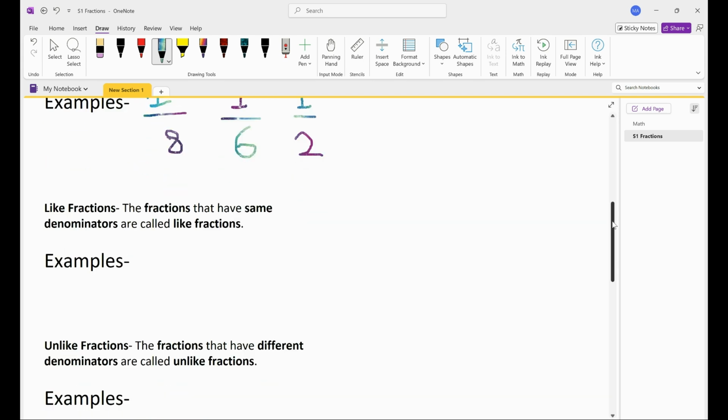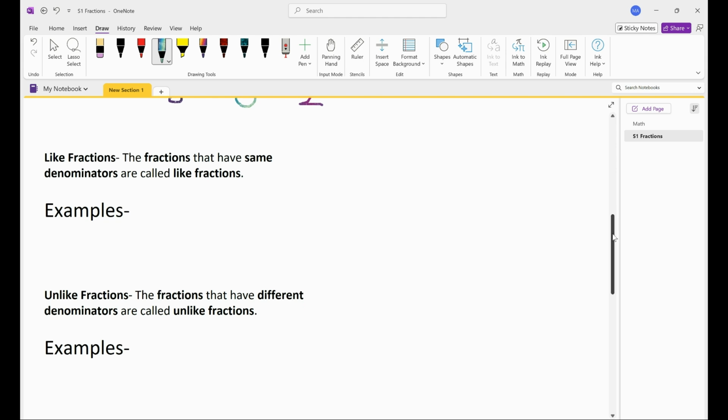Now we will move ahead to like fractions. The fractions that have same denominators are called like fractions. Examples are 3 upon 6, 4 upon 6, and 5 upon 6. Now, as you can see, the denominators are same, so these fractions will be called like fractions.